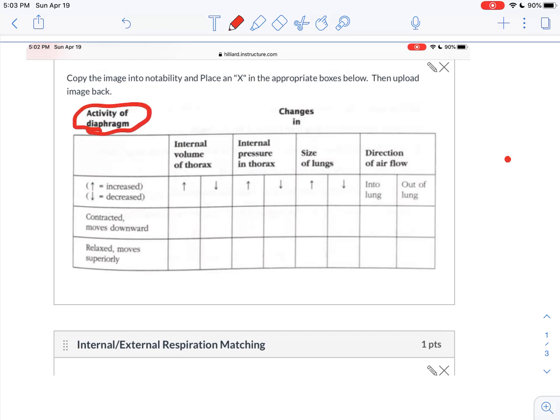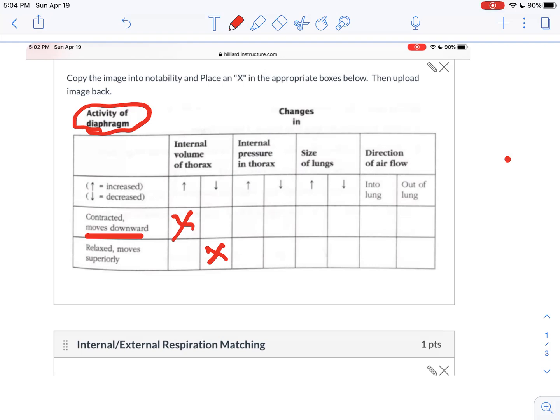We've got activity of the diaphragm. What's going to happen to the diaphragm? Well, when the diaphragm contracts and moves downward, that's going to increase the volume of the thorax, so increase the space there. When it's relaxed and goes back superiorly, that's where we're going to put our X there. Internal volume decreases. Okay? Well, when the volume decreases, the pressure is going to increase.